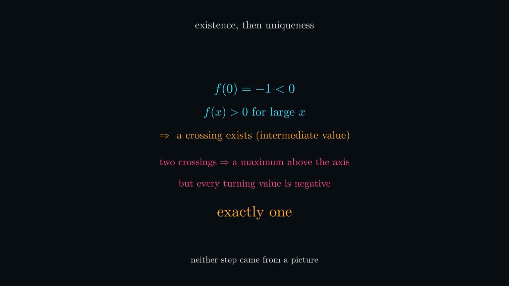Now suppose there were 2 or more. Between 2 crossings, the curve must turn around, and the turn must happen above the axis, a maximum with a positive value. But we just proved every positive turning point has a negative value. So a second crossing is impossible.